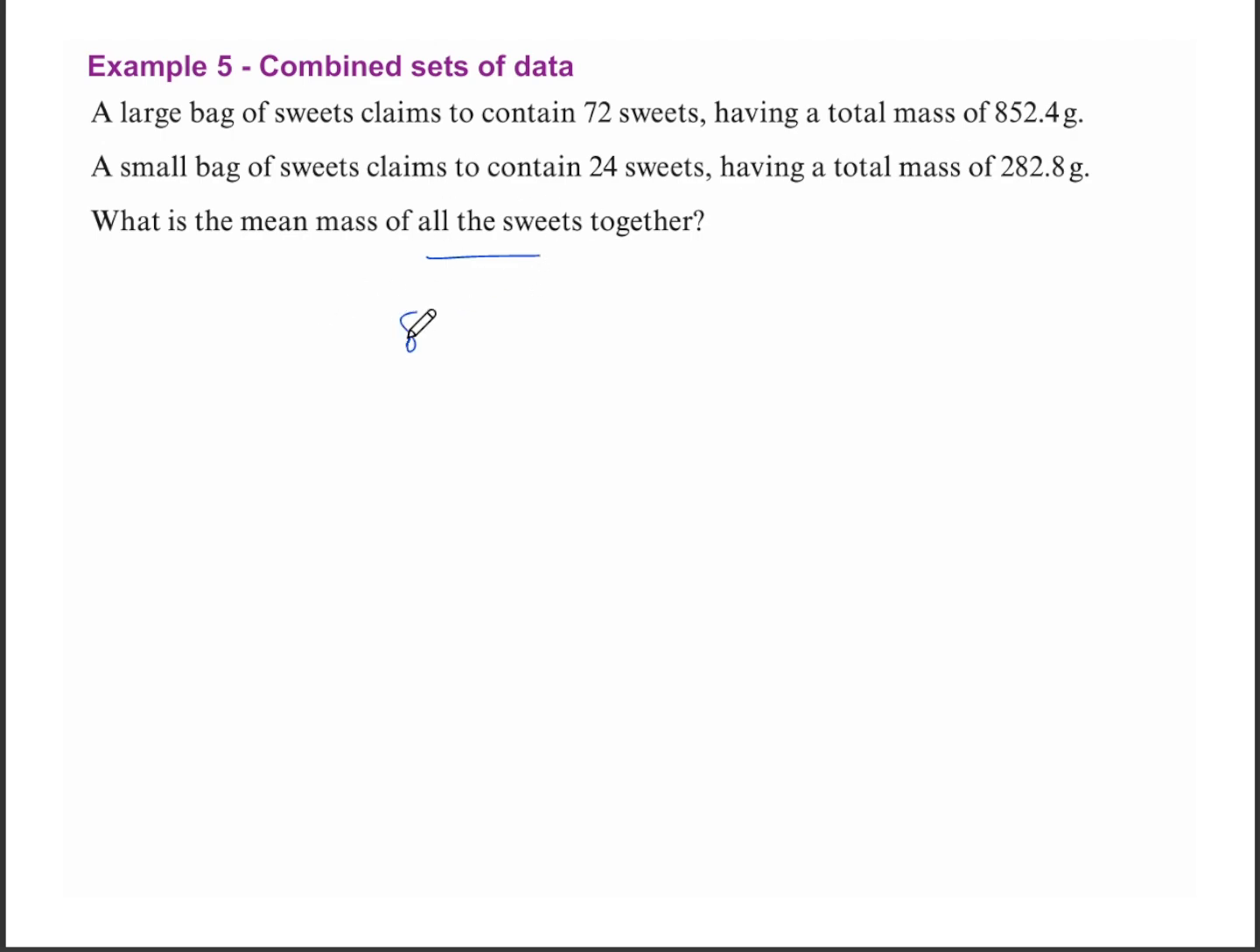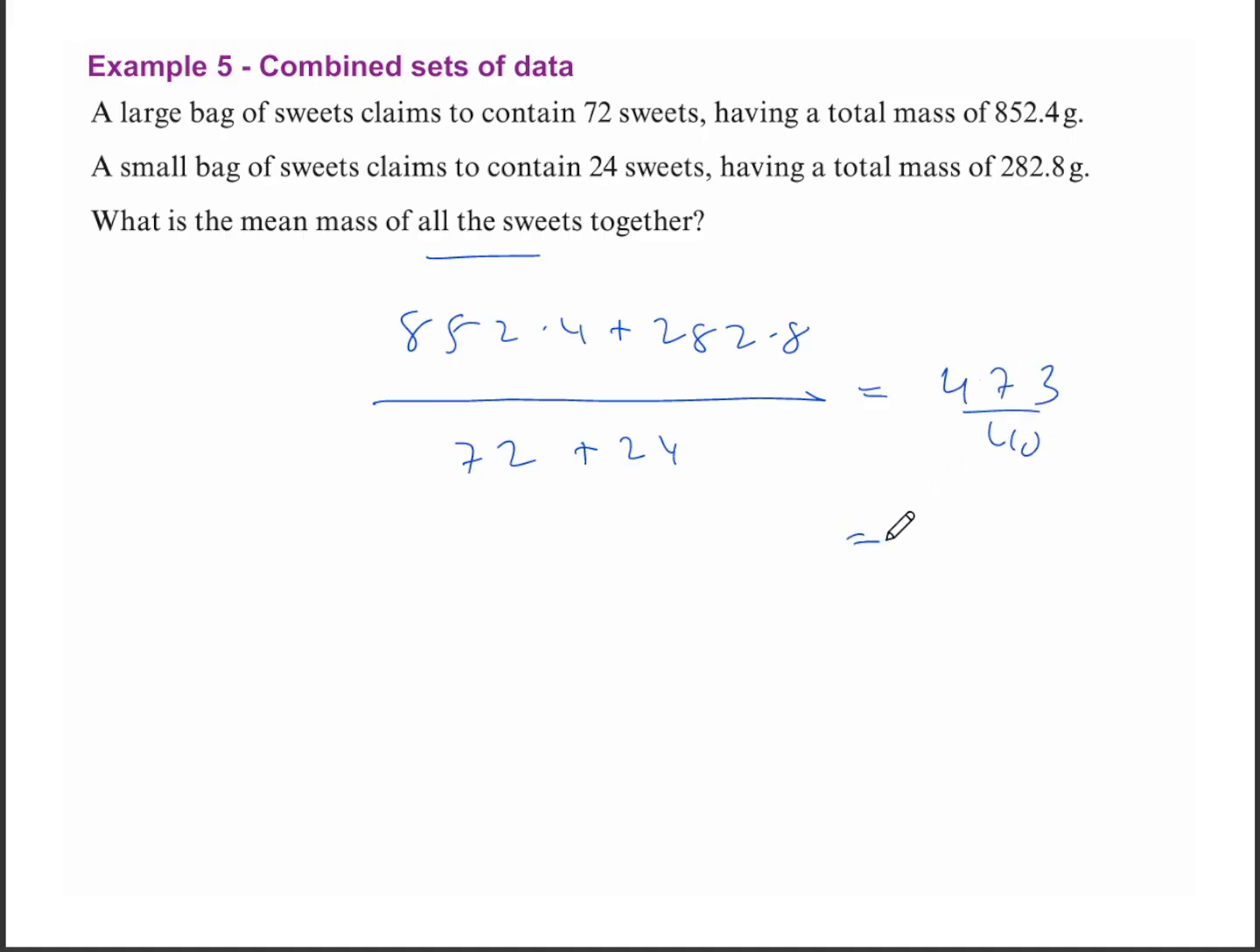Which means we're going to take 852.4 plus 282.8, which is going to be the mass of all the sweets together, divided by 72 plus 24, which is the total number of sweets that are there. This is going to equal 473 over 40, which in decimals is just 11.825 grams. That's the mean mass of all the sweets together, which represents the average mass of one of those sweets when put all together.